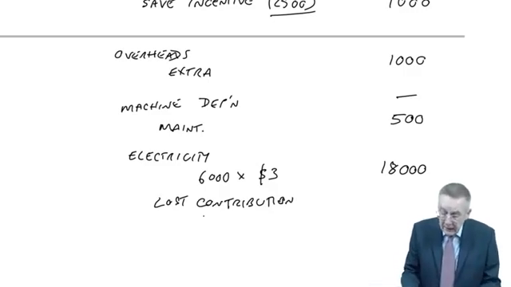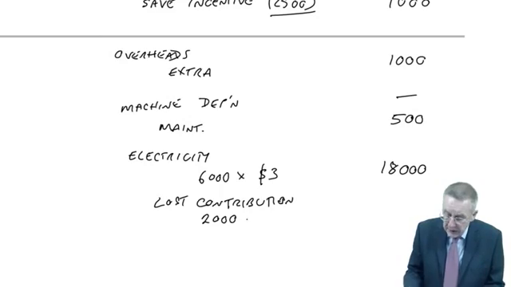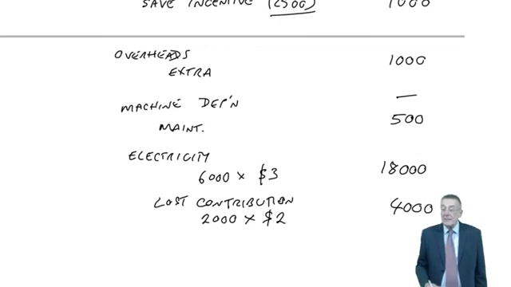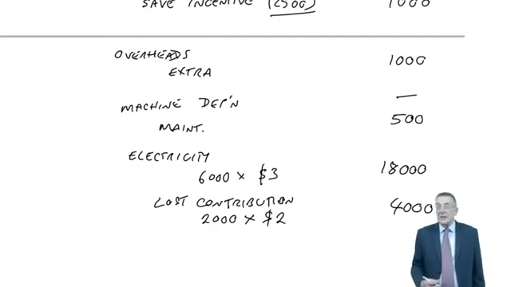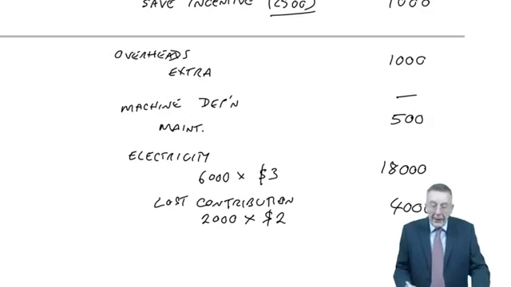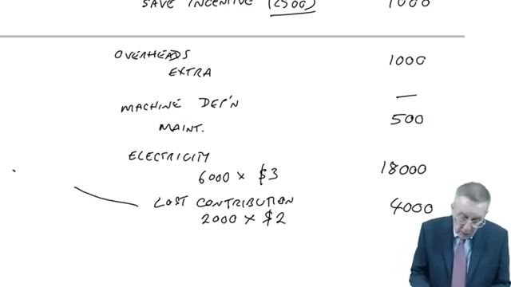And so, the lost contribution, 2,000 hours at $2, is 4,000. Effectively, it's a cost of doing the project, the contract. Again, the contract's got to give us at least 4,000 to make it worthwhile losing that. And there's another bit of terminology. We call this an opportunity cost.